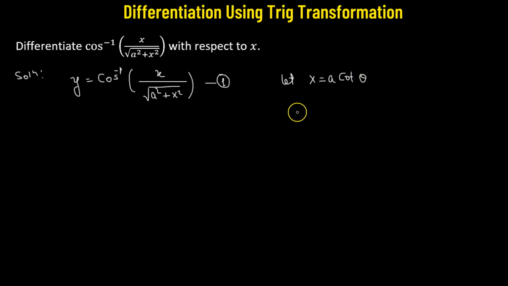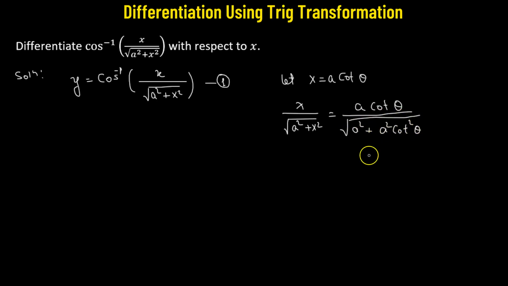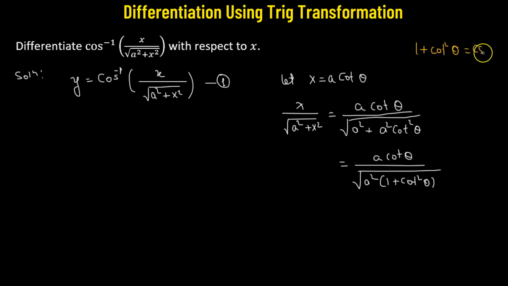When we do that, then x divided by square root of a squared plus x squared, we'll try to reduce this, will become a times cotangent of theta divided by square root of a squared plus, so x squared will be a squared times cotangent squared theta. Now we'll take a squared as the common factor in the denominator within the radical. So we have square root of a squared multiplied by 1 plus cotangent squared theta. This is done so that we can write 1 plus cotangent squared theta as cosecant squared theta.